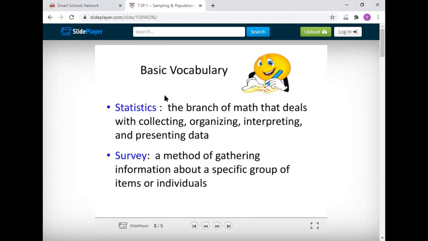So first we want to know the basic vocabulary, which we are going to learn together today, which is statistics and survey. Statistics: the branch of math that deals with collecting, organizing, interpreting, and presenting data. So this is called statistics. And as I said, it's a branch of math that deals with all of these. Survey: a method of gathering information about a specific group of items or individuals.